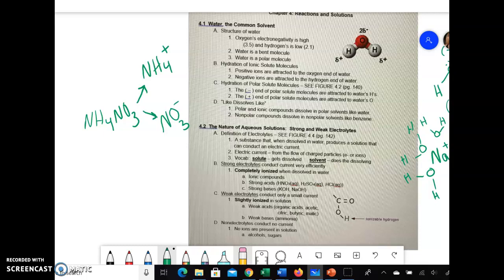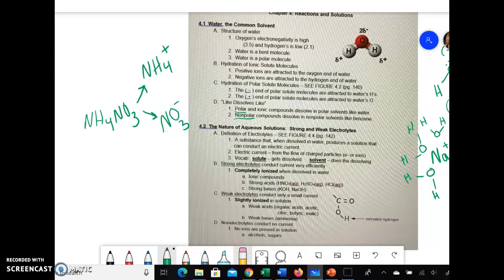The rule for dissolving is called like dissolves like, and this has to do with polarity. A lot of people think it's based on density, and density does determine which substance is on top. So when you have that salad dressing at the restaurant and you can see two different layers, you have to shake it up to make them mix together. The one that's less dense is going to be the one that's on top. But polarity actually has more of an effect on whether or not something dissolves.